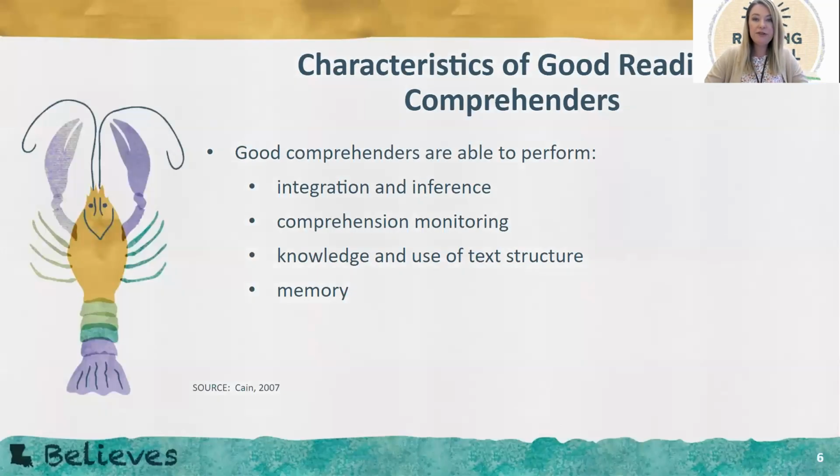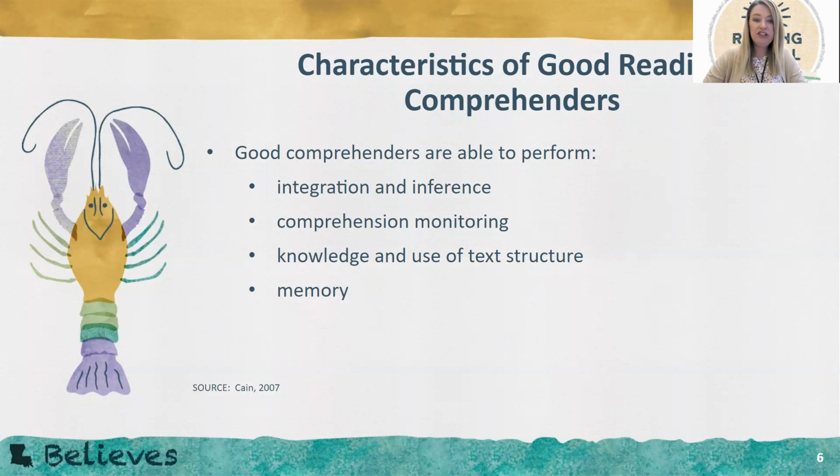So we talked about characteristics of good reading comprehenders. We said they're able to integrate information from sentence to sentence and from paragraph to paragraph. They're able to combine that knowledge and make meaning of it across the text. We said that they're able to make inferences from the text and determine what the author is actually trying to say, not just what the words say. We said that good comprehenders monitor their own comprehension. Subconsciously, we're making these questions in our minds and answering them as we continue to read.